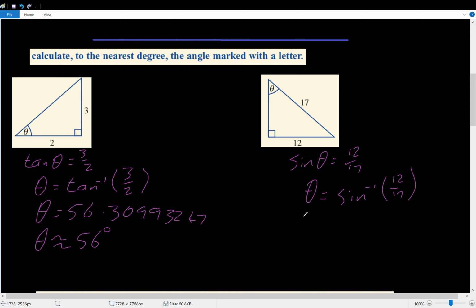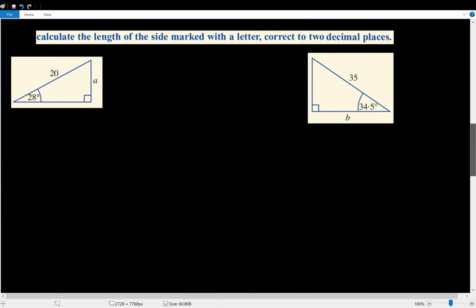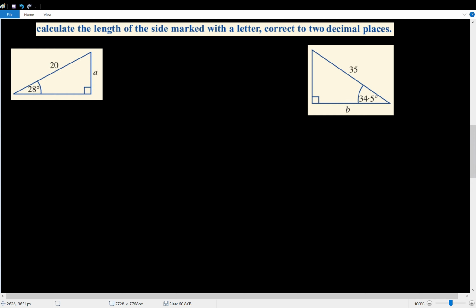So theta is equal to 44.90087216. But we're looking for this to the nearest degree, so we're going to round that to approximately 45 degrees, like that. So that's how we get the measure of an angle when we've been given two sides in a right angle triangle. Now let's take a look at how we get the missing side when we've been given an angle on one other side.